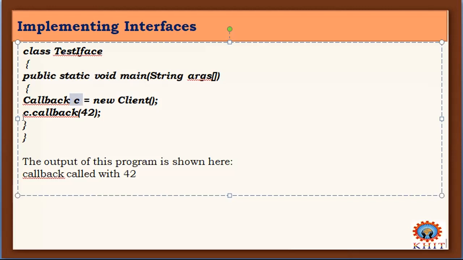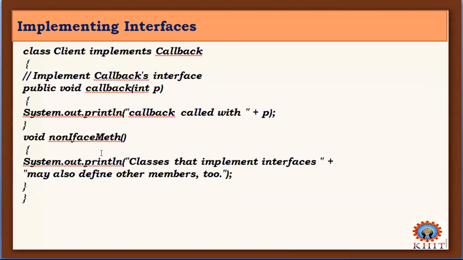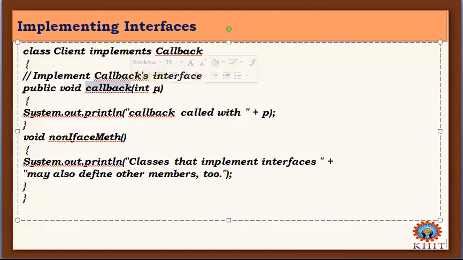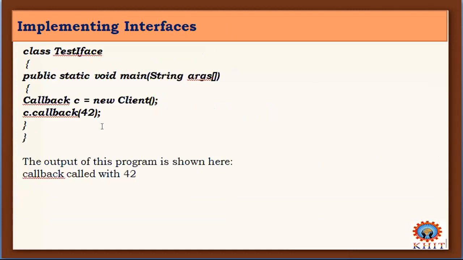Now c.callback. What is this callback here? The callback is nothing but a method which is implemented in the class. We wrote a method called callback in this class, and it is given a parameter, with the value 42. When 42 is given, it is substituted inside and everything is printed as callback called with value 42. Okay, that is what the program is about.